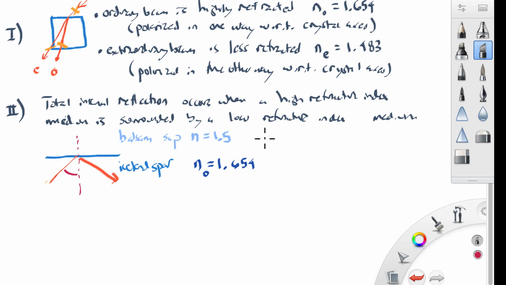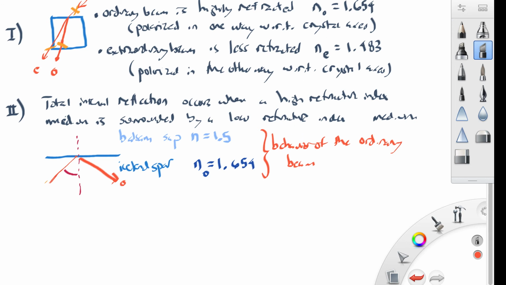Okay, so this is, I guess we'd say, the behavior of the ordinary beam. And it only works like this because the balsam sap has a lower refractive index than the Iceland spar for the ordinary beam.